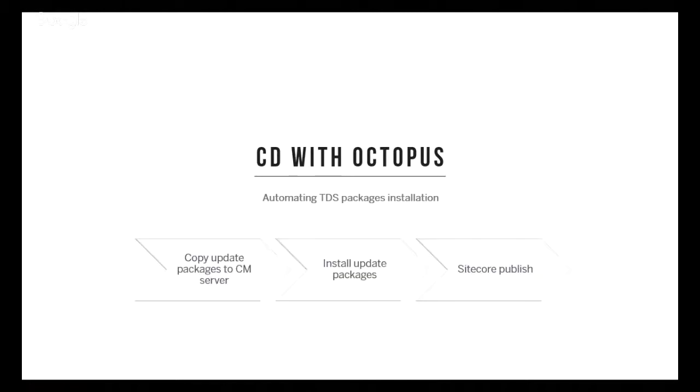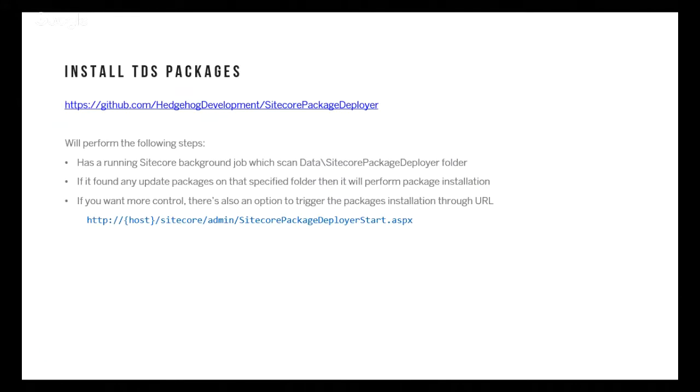So this is the gist of it. We just need to copy those NuGet packages to the content management server, install that update package, and do a site publish. There's a few ways you can do this. TDS or Hedgehog has something called Cycle Package Deployer. In Finance, we have our own custom endpoint or web service that you can trigger: it takes a look at a certain data folder in the file system, finds a NuGet package or a zip file, unpacks that, installs, and does a publish. But you can avoid all those custom functionalities if you just pull that.